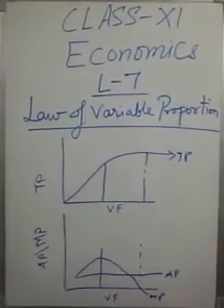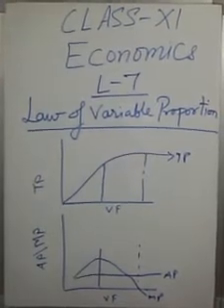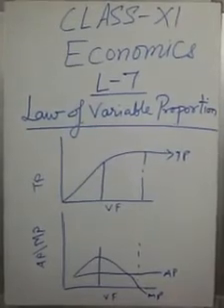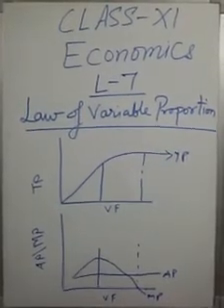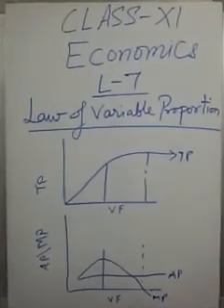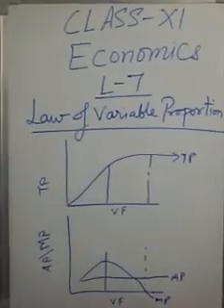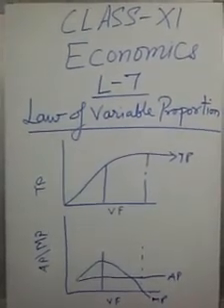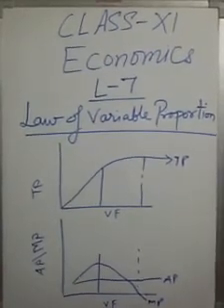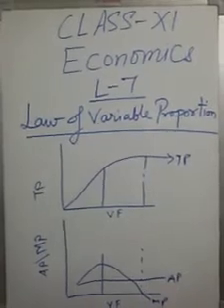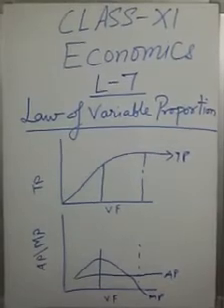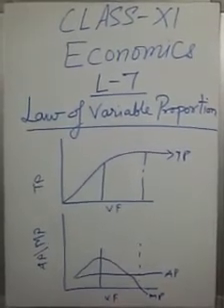And last, MP may be 0 or negative, but AP continues to be positive. Thus we can say that increasing MP implies that total product is increasing at an increasing rate. Diminishing marginal product implies that total product is increasing at a diminishing rate, and zero marginal product implies that TP stops increasing. Negative marginal product implies reduction in TP.